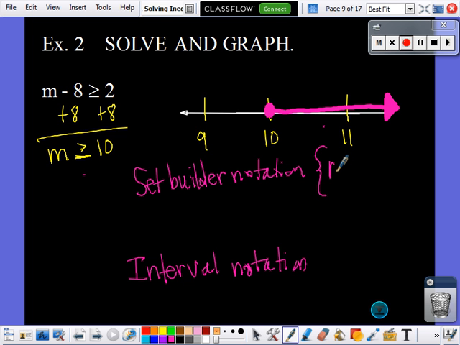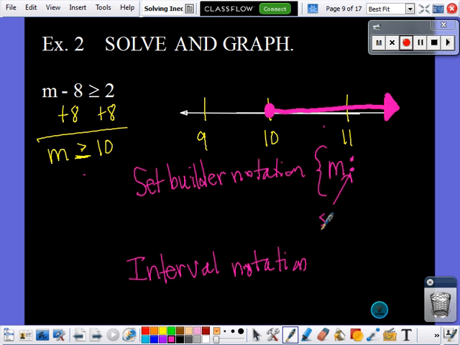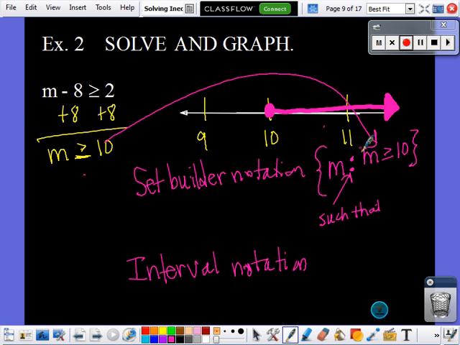But this is just the set of m's. You write your variable here. And most books will either do a colon here or a straight line. I guess my habit is to do the colon because that's what I got used to doing first. But this colon reads mathematically such that. In this way, like this. Alright, so the set of m such that m is greater than or equal to 10. So for right now, with these very simple inequalities, you just take what was here and put it right there. That's all you do.